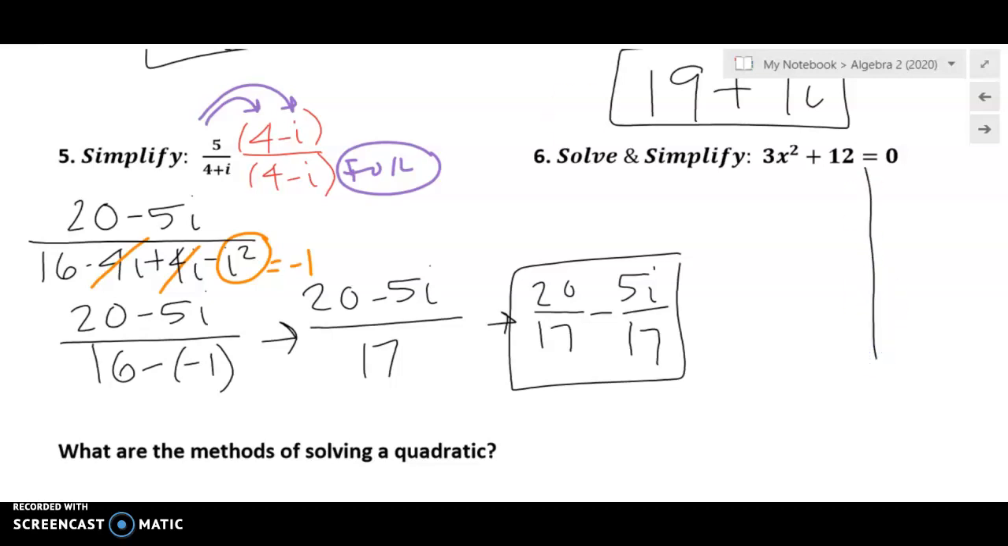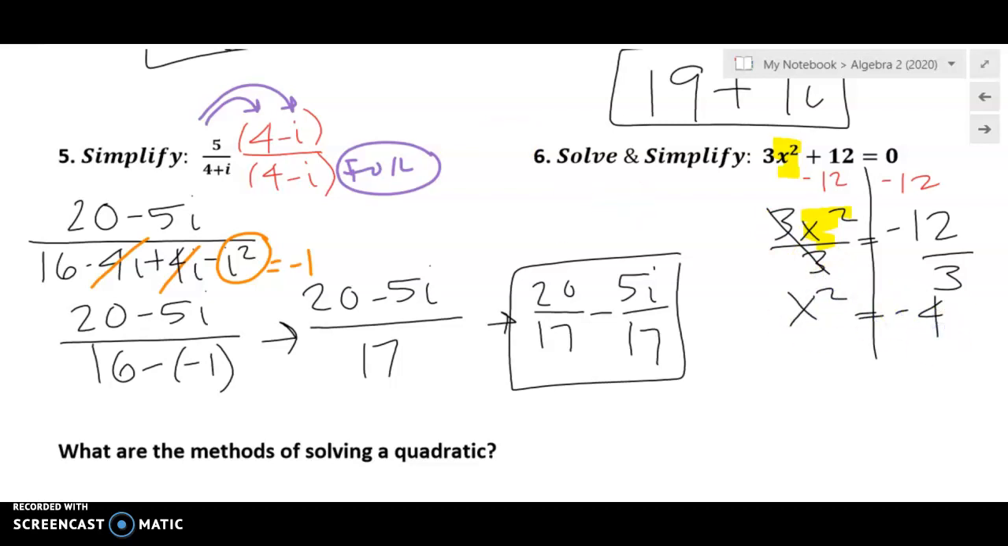Okay, solve and simplify. Next one, number 6. This is where we had 4 steps. Step 1 is to get x squared by itself. So you need to subtract 12 to the other side. So I have 3x squared is equal to negative 12. It's not alone yet. You need to get that 3 by itself, so divide by 3, and you have x squared is equal to negative 4.